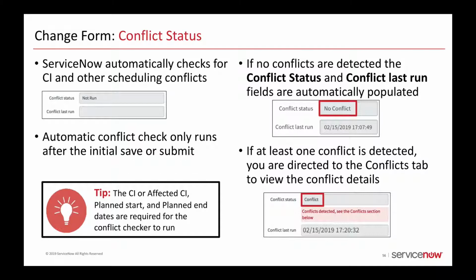If no conflicts are detected, the conflict status and conflict last run fields are automatically populated. If conflicts are detected, conflict status displays conflict. A red message is displayed, directing you to view the associated conflicts. Locate these in the Conflicts tab. If at least one conflict is detected, you are directed to the Conflicts tab to view the details.